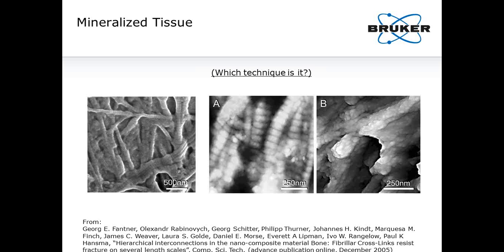The first image was taken by SEM, the others by AFM. Each technique is capable of revealing the collagen debonding, left and middle, and some apparent coating on the left and the right image.